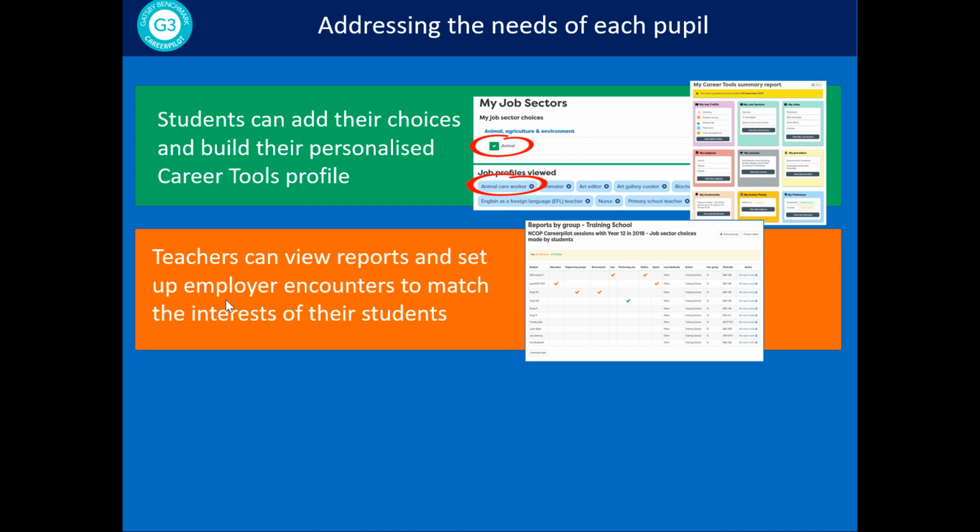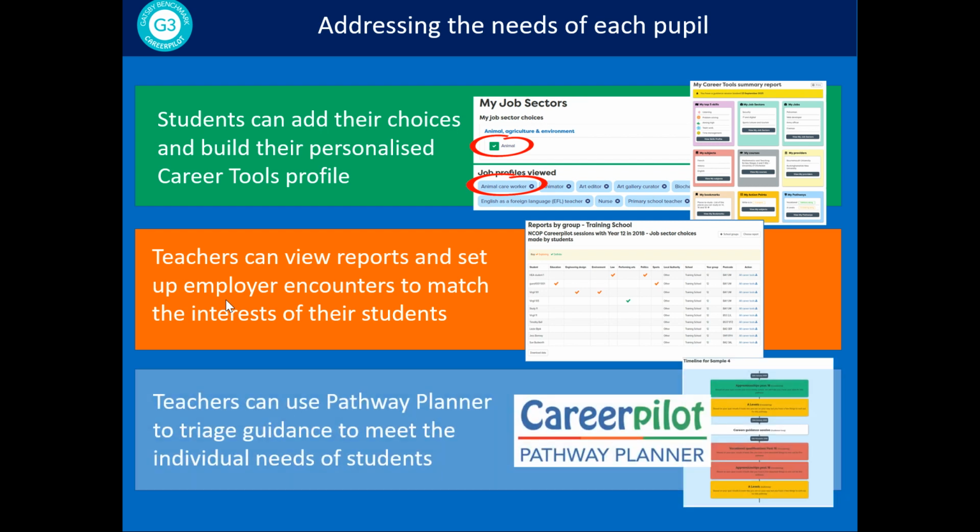Teachers can then view how the students are using Careerpilot in the reporting zone, and they can run off reports where they can have a look and see the areas of interest for their particular students, which will help to plan things like employer encounters, matching up with the job sectors that students are interested in. Lots of different ways that you can use that data to support addressing the needs of each pupil.